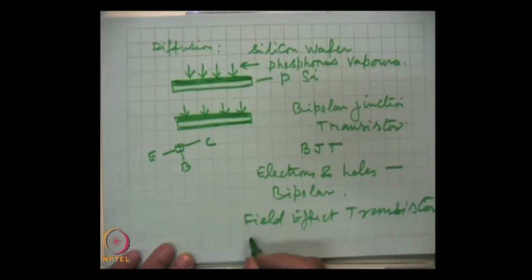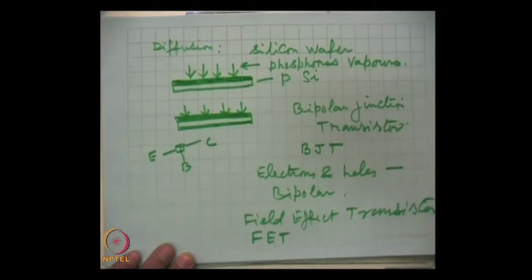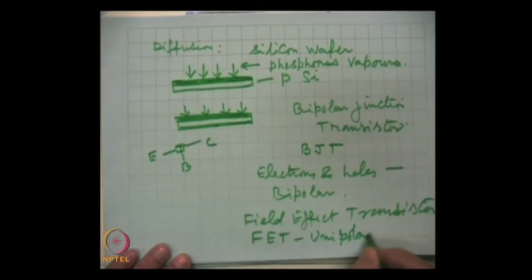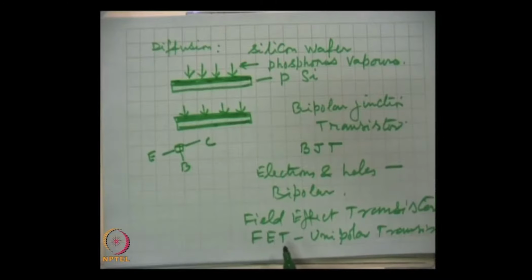which is popularly called FET, is a unipolar transistor. For the operation of a FET, either electrons are required or holes are required, but not both simultaneously, and that is why it is called a unipolar transistor. So, this is the brief introduction to the transistors.